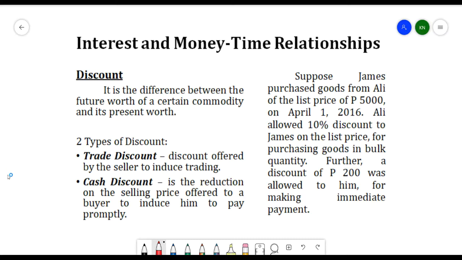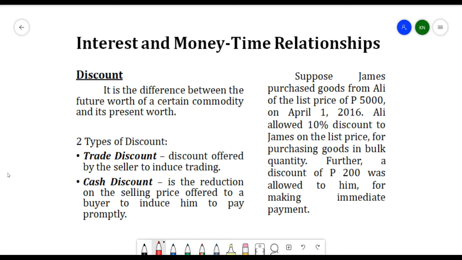Trade discount is what we call the discount that is offered by the seller to induce trading. We also have the cash discount, which is the reduction on the selling price offered to a buyer to induce him to pay promptly. For the example of the trade discount, let's say some of you have an old series of an iPhone, you can trade that one to a new iPhone or to the latest iPhone, and that will offer a discount to your purchase of the new iPhone.